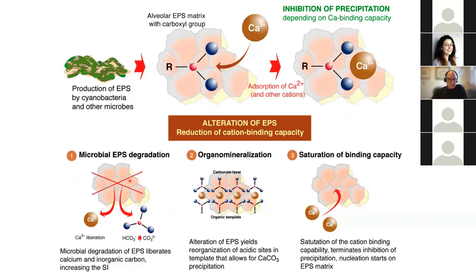You can also degrade this EPS. It's food, right? It's organic stuff. So some heterotrophic bacteria will degrade it, liberating the calcium and bicarbonate. You can also get, during diagenesis, some reorganization of the template. Trichet and Défarge have written on this, and create conditions also where the saturation index goes up, and you get a template for nucleation of calcium carbonate precipitation.